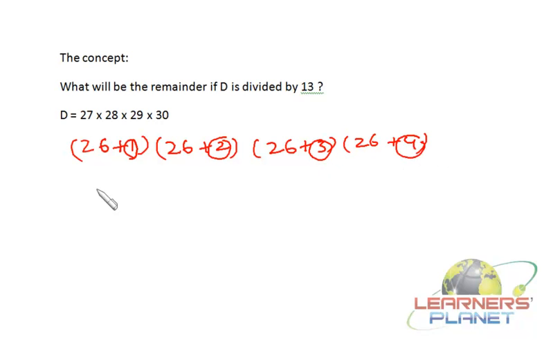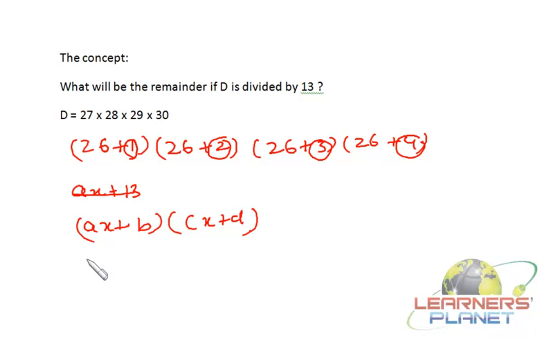How is it possible? Let's do it through algebra. Suppose I have the numbers ax plus b and cx plus d. This expression, if I wish to divide by x, what is the remainder I'll get? Let's calculate. Let's multiply the expressions.